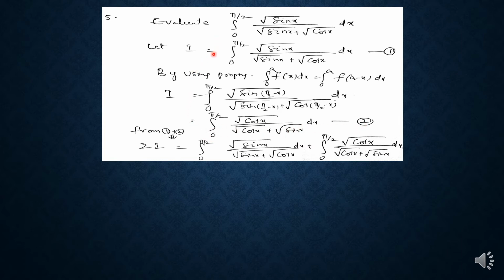So first equation is I is equal to integral 0 to pi by 2 square root of sin x by square root of sin x plus root cos x dx. This is the first equation. Now by using the property in the first equation, we are getting the second equation, that is I is equal to integral 0 to pi by 2 root cos x by root cos x plus root sin x dx. This is the second equation. Now by adding these two equations, first equation and the second equation, that is I plus I, 2I is equal to integral 0 to pi by 2.